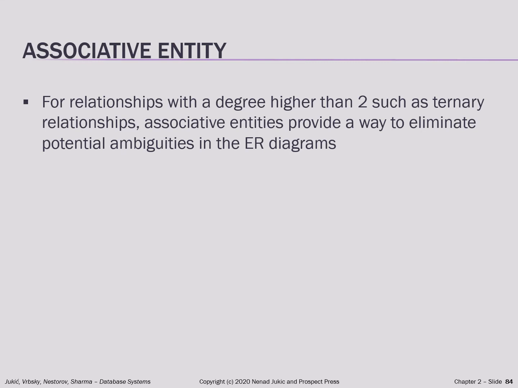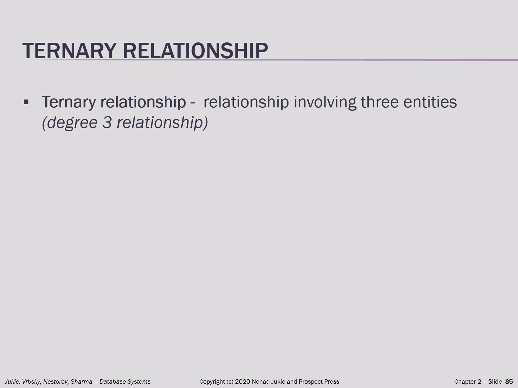Ternary relationships are relationships that involve 3 entities. The degree of those relationships is 3. In the next few slides, we will show some ternary relationship examples that are discussed in much more detail on pages 48 through 51. Let's take a look.